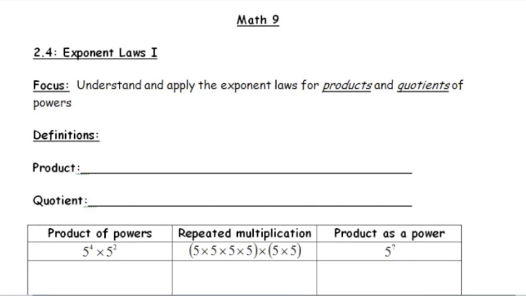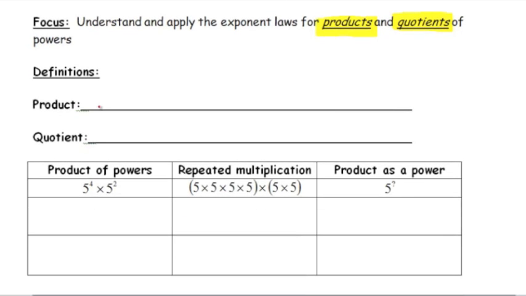In this section we'll look at Chapter 2.4, which is the Exponent Laws Part 1. Our focus for this chapter will be to understand and apply the exponent laws for products and quotients of powers. So first of all, what does product and quotient mean? Product is just the multiplication. And when we're talking about quotients, we're talking about division.